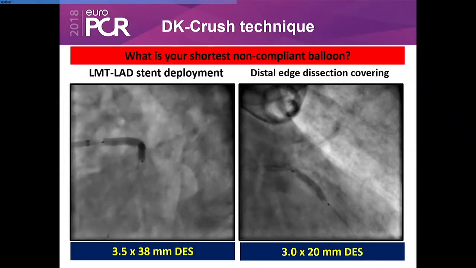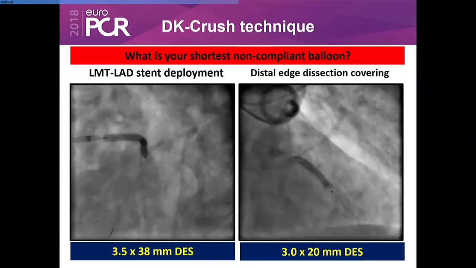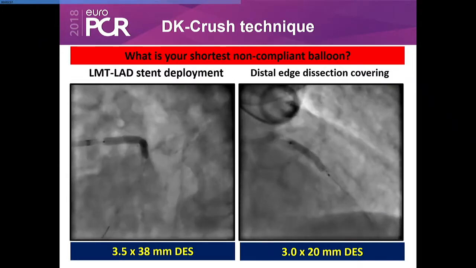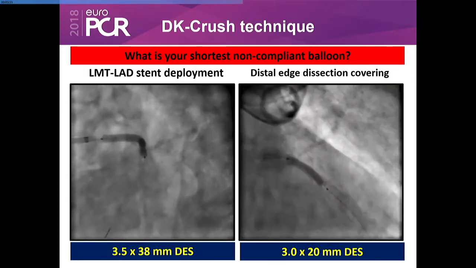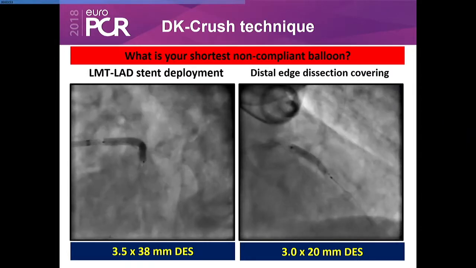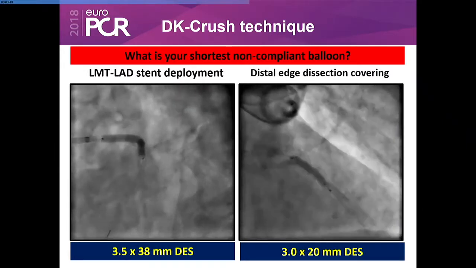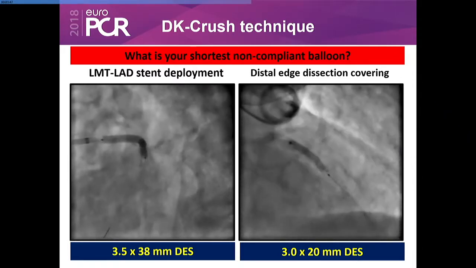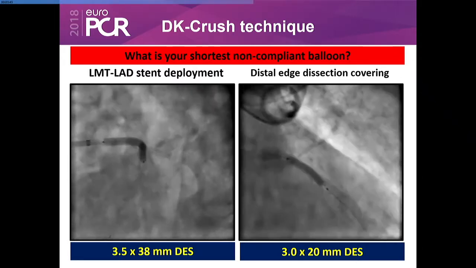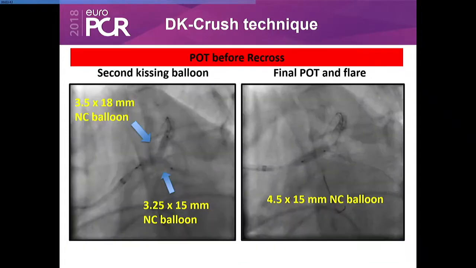After we deployed a 3.5 times 38 millimeter stent, there was a dissection flap at the distal edge, which was securely covered by a 3.0 times 20 drug-eluting stent. This was followed by a non-compliant balloon inflation across the whole metal with POT and flaring to the ostium of the left main stent. Of course, we have to POT before we recross.